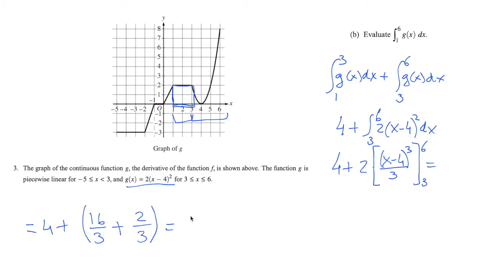So equals, now the 4 is 12 over 3, 12 over 3 plus 16 over 3 plus 2 over 3. So 12 plus 16 is 28, plus 2 is 30, 30 over 3 is 10. So the integral from 1 to 6 of the function g is equal to 10.